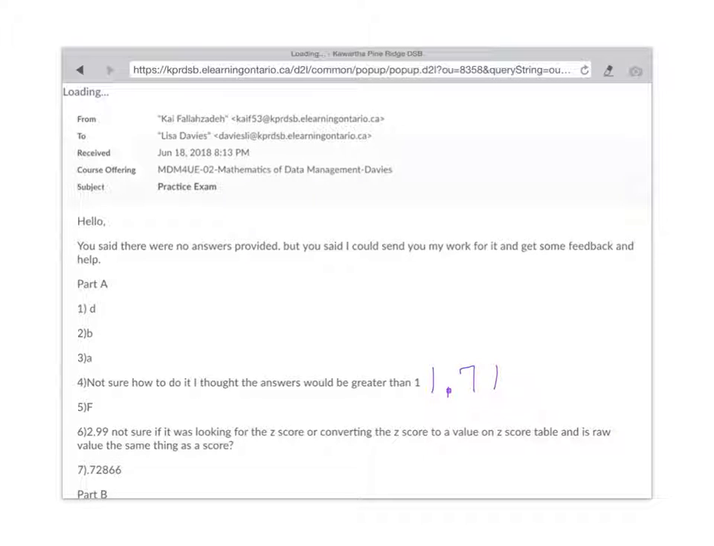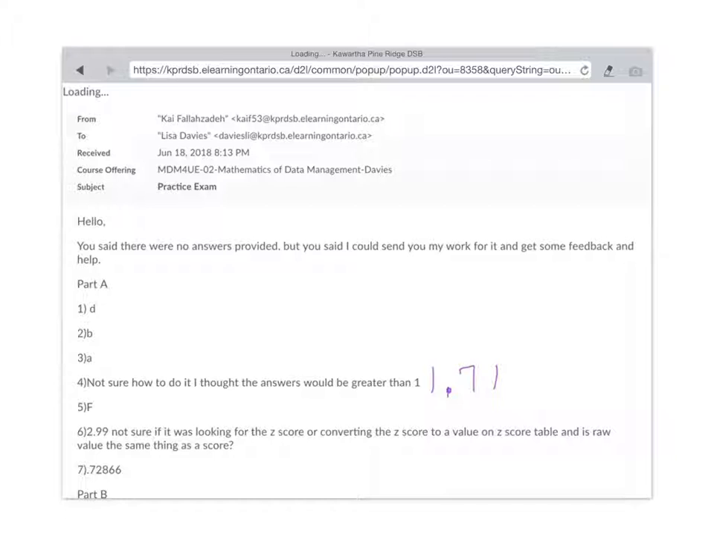So let me just need to switch screens here for a minute. Okay, for number 5, you're right, that's false. The 68% is 1 standard deviation, not 2. And for number 6, we're looking there for a z-score. So you just want z equals 1. You don't need to convert that, okay?